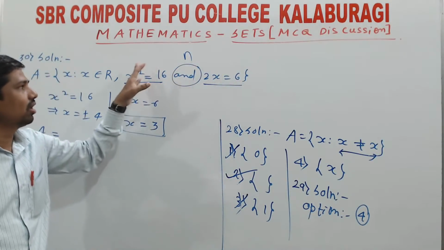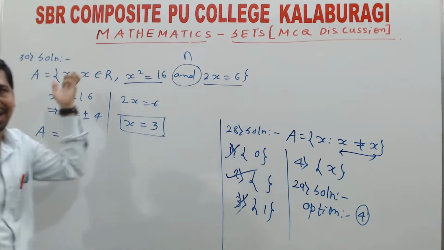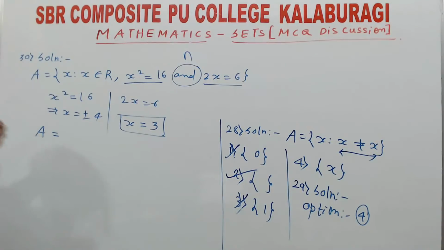So there is no common term between x square equal to 16 and 2x equal to 6, because "and" means an element which satisfies both equations, otherwise it should be written in set A. But there is no such element to satisfy these two equations. That is, it is an empty set, we can tell. That is the 30th one, it is an empty set. Option 1.